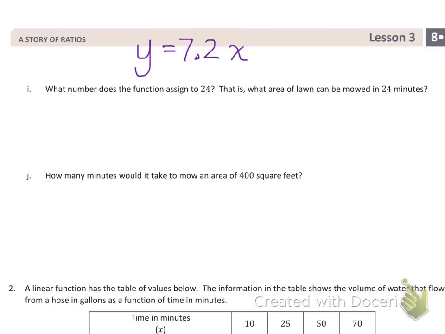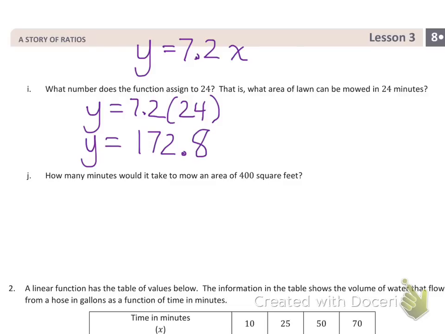Okay, so what number does the function assign to 24? Remember, functions assign outputs to inputs. So that means that 24 is our input. So that must mean what area of lawn could be mowed in 24 minutes. So I'd have Y is equal to 7.2 times 24. And so I'm going to just do that computation and find out that Y, the total area mowed, is equal to 172.8, and that would be square feet. So that would be the area that could be mowed in 24 minutes.